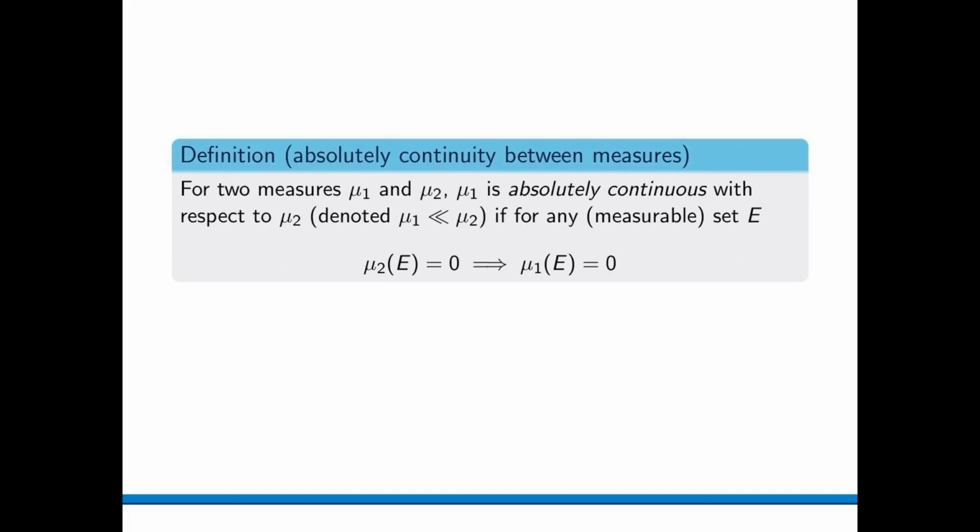Okay, and here is another definition: absolute continuity between measures. Given two measures, mu1 and mu2, mu1 is absolutely continuous with respect to mu2, and we denote it as mu1 is much smaller than mu2, if for any measurable set E, if the mu2 measure of E equals 0, then the mu1 measure of E is 0. That's the definition of absolute continuity.